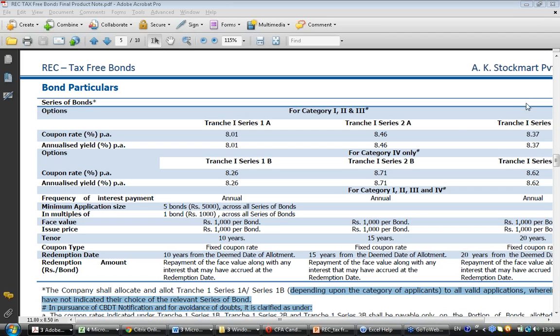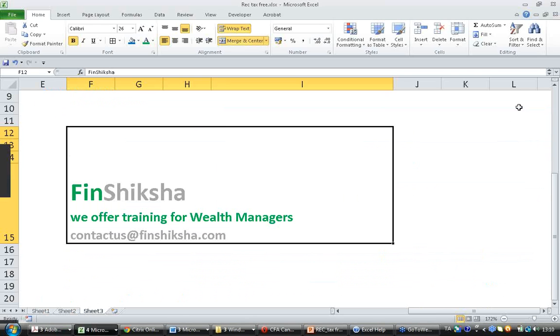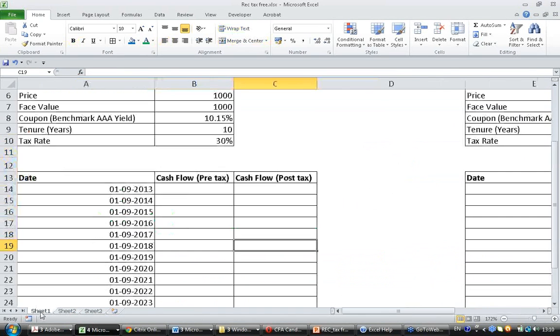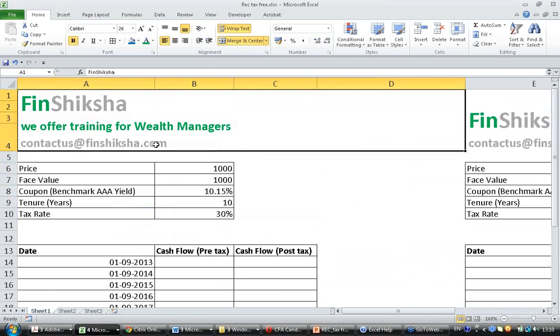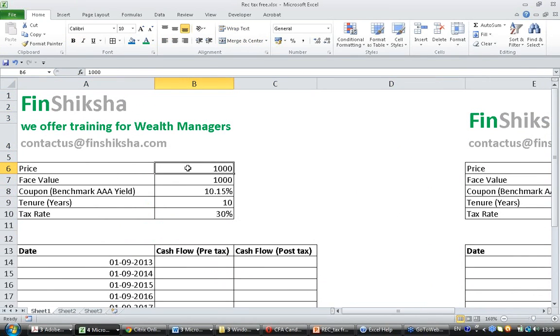Let's see how we can go about analyzing this. This is the bond that we are going to discuss. The price of the bond, if you are to subscribe now, is 1000. On redemption, you will get 1000. Now we have to evaluate this bond against a taxable bond. So what is a taxable bond? Let's see how to find a taxable bond.